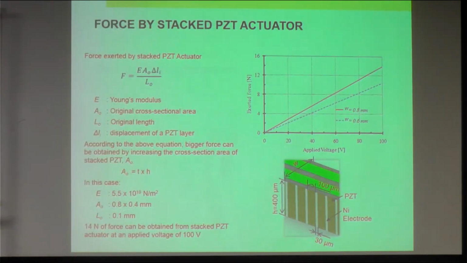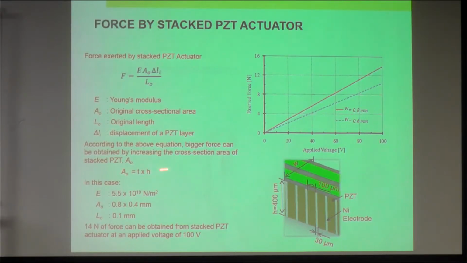Then we calculate the force of this stacked PZT actuator. The force exerted by the stacked actuator can be calculated using this equation, where E is the Young modulus of the material, A naught is the original cross-sectional area, L naught is the original length, and delta Li is the displacement of a PZT layer. So with this, we can calculate the exerted force of this actuator.